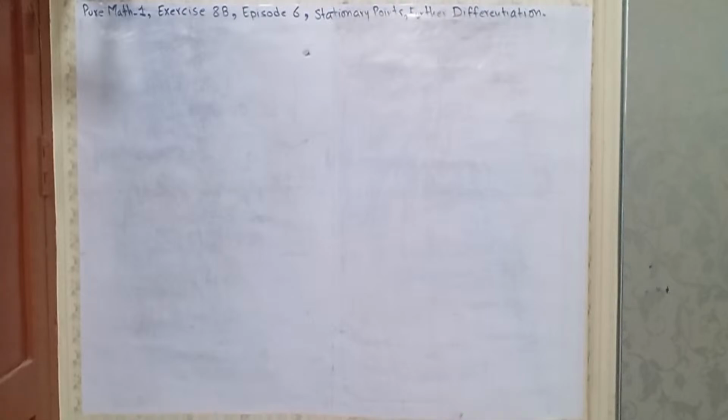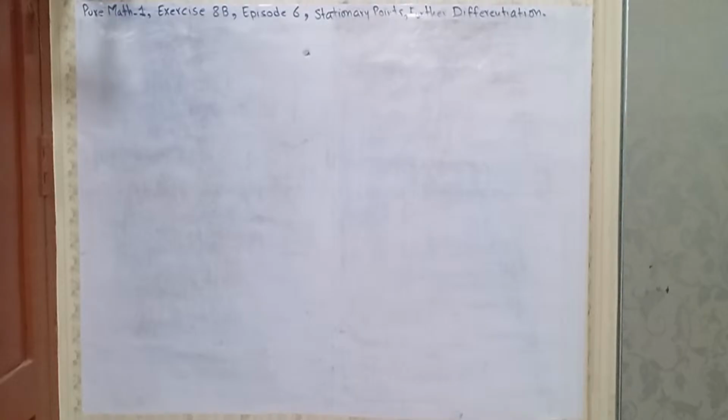Welcome to today's live. Today we are working on exercise 8B, and this is episode 6 on this exercise. The main topic of this exercise is stationary points, the further differentiation. This is the course book of Pure Maths 1. Today we already have done 5 episodes on it, and today we are going to do the 6th one.